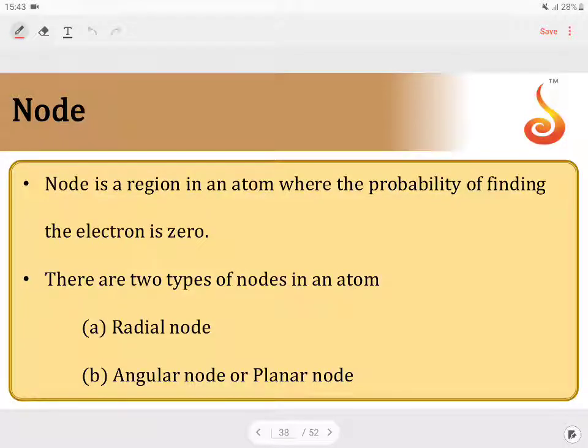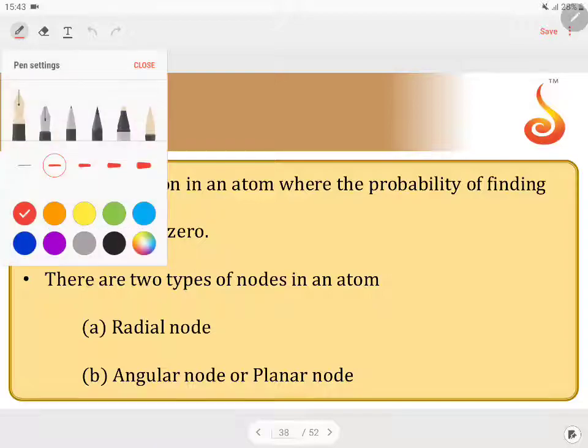Dear children, most importantly, we must understand what exactly a node is. So, to understand about the node, let us just recall the definition of orbital. When we consider orbital, we say that it's a region around the nucleus where the probability of finding electron is maximum. That means in that particular region, the probability of finding electron will be maximum. So that's known as orbital.